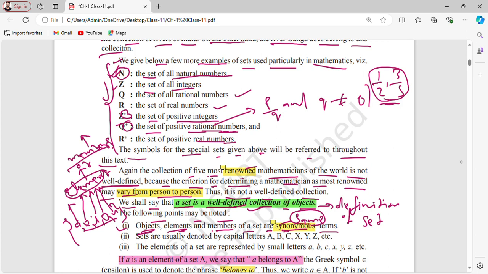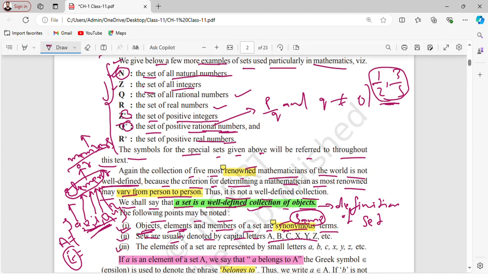So that line tells us this. And point number 2, sets are usually denoted by capital letters. Suppose you want to represent this set, you can easily represent it like that: A is equal to this, or E is equal to this, only with a capital letter. So you can choose any capital letter for representation of any set.